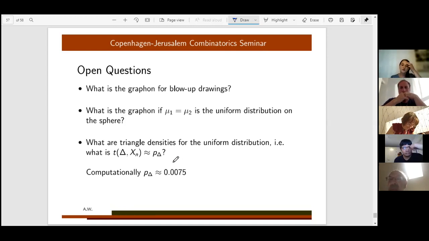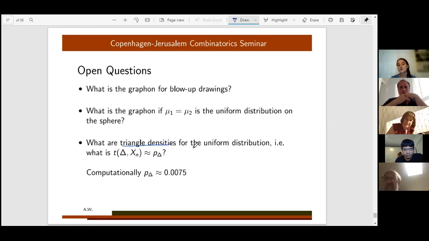And we could also not show one thing that we should be able to: when you have the graphon, you should be able to get any density from it. And similarly, if you have all densities, you should be able to describe your graphon. But we looked at these triangle densities for the uniform distribution on the sphere. And this was already quite difficult to calculate.